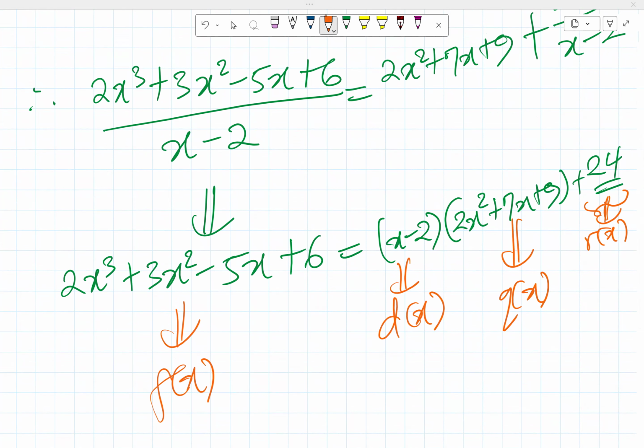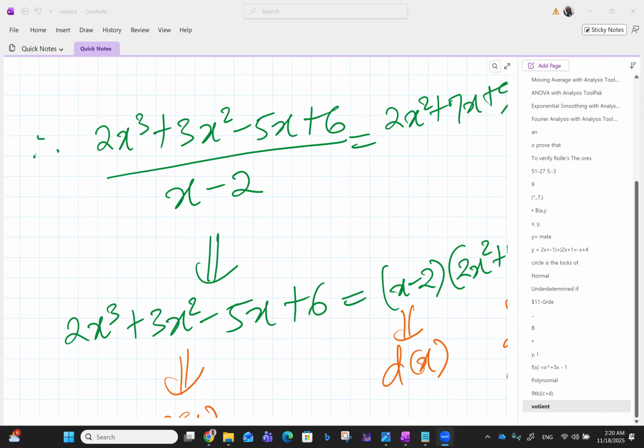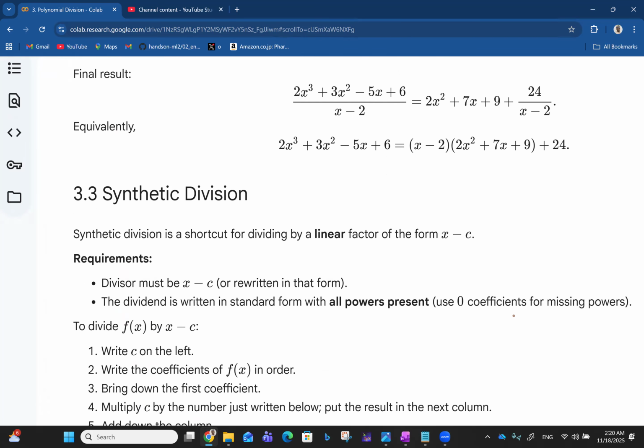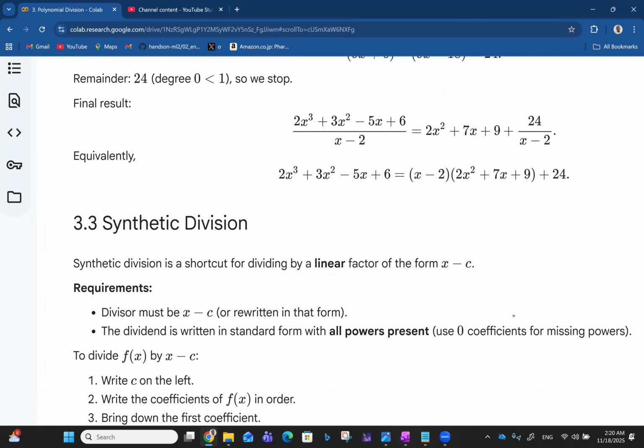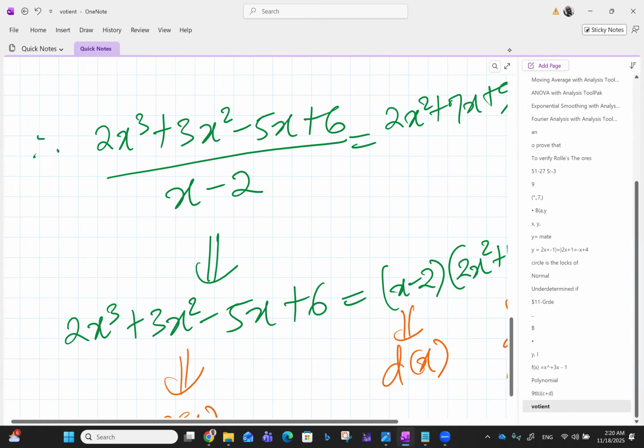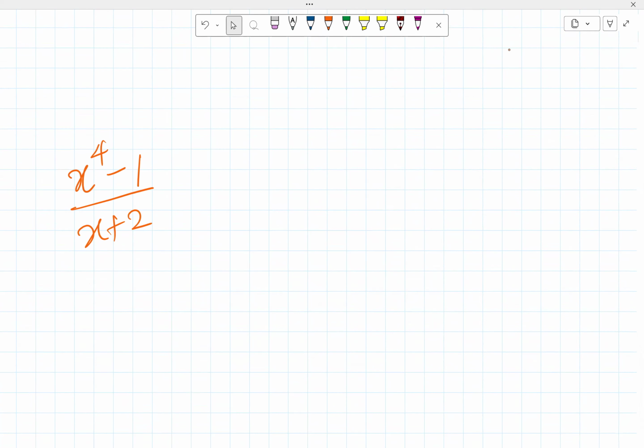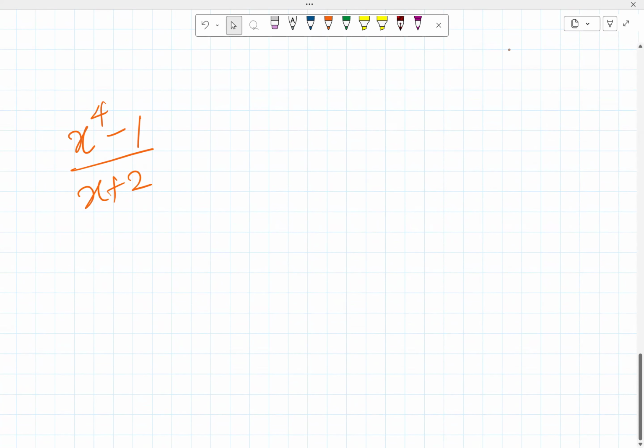Okay, now that we have done that, we can go back to where we are coming from. So that's for long division. Oh, yeah, I promised I was going to show you that if a degree is missing, you cannot overlook it. So imagine you have to divide x raised to the power 4 minus 1 by, let me just say, x plus 2. If you have to do this, what do you do?